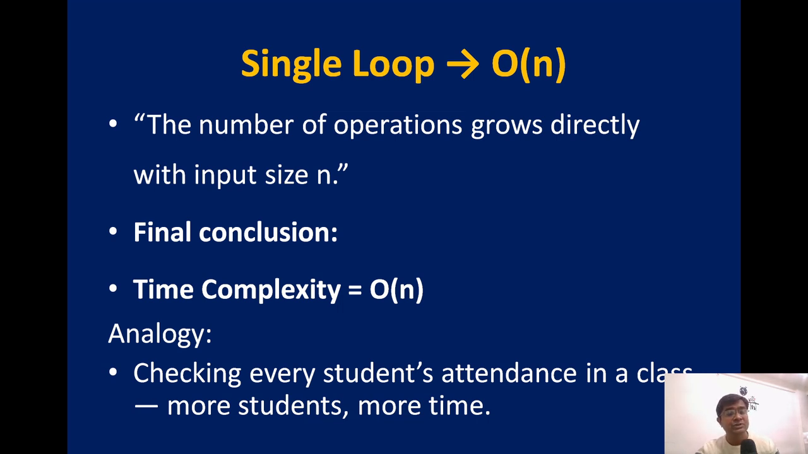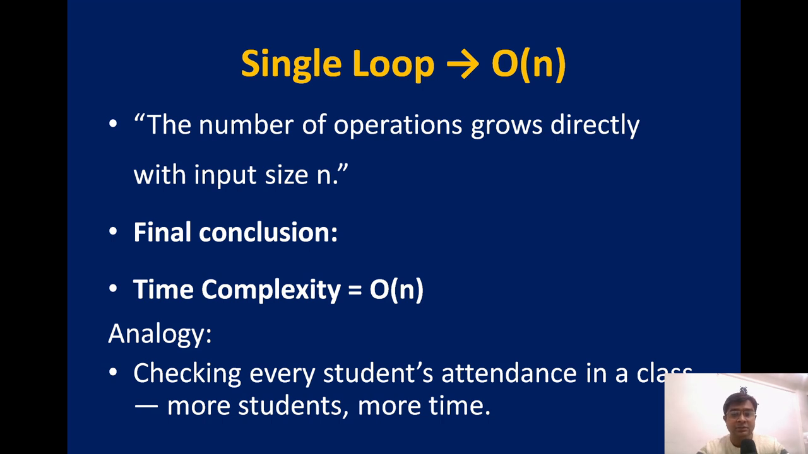Now the final conclusion is that the time complexity, that is equal to big O notation, is O of n. Let's relate this to an analogy. It's basically like checking every student's attendance in a class. More students, more time is required, right? If there are many students in the class, you will require a lot of time.